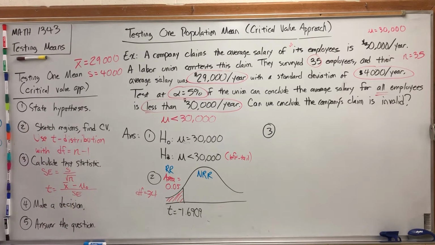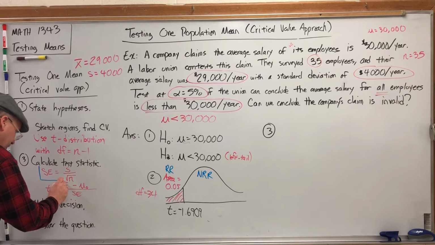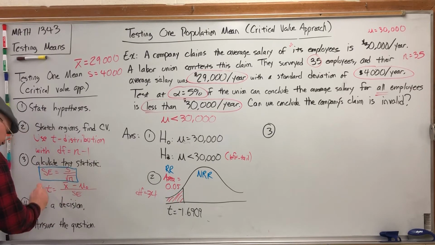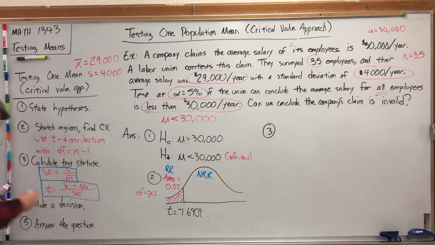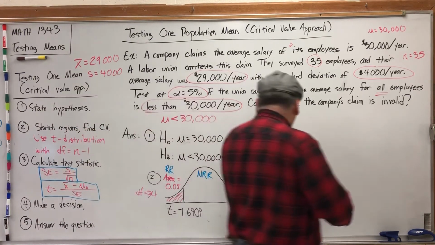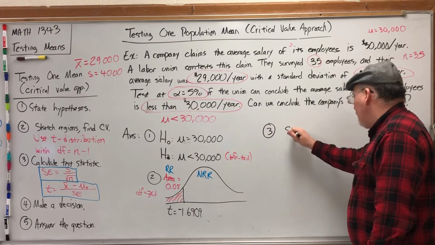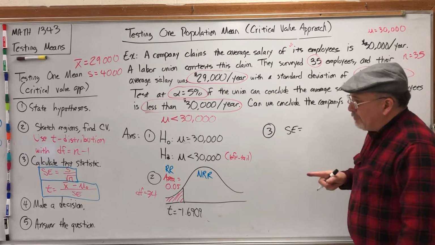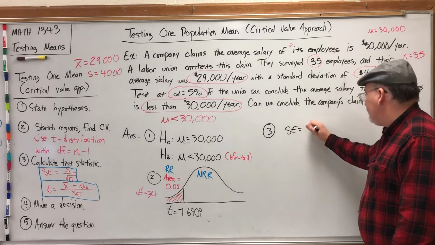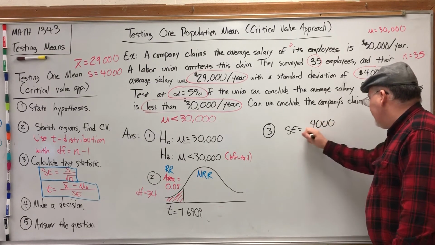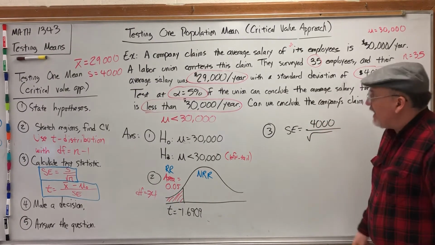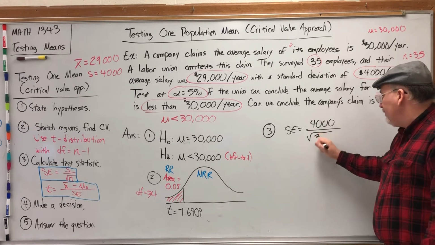So calculate the standard error, and let me box these because the formulas are kind of running into each other. There's the formula for the standard error, and there's the formula for the test statistic. All right, so let's do that. Our standard error will be the sample standard deviation, which was 4,000, divided by the square root of the sample size, and the sample size was 35.